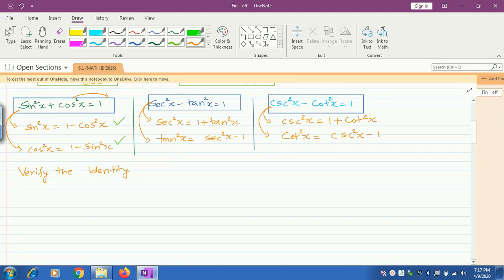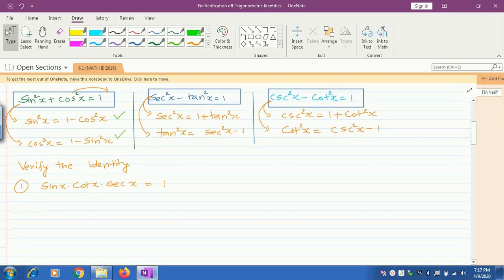So what is the question it is given? The number 1, I take the first one: sine x into cotan x into sec x is equal to 1. I have to prove this is equal to 1. So how will you prove this one?